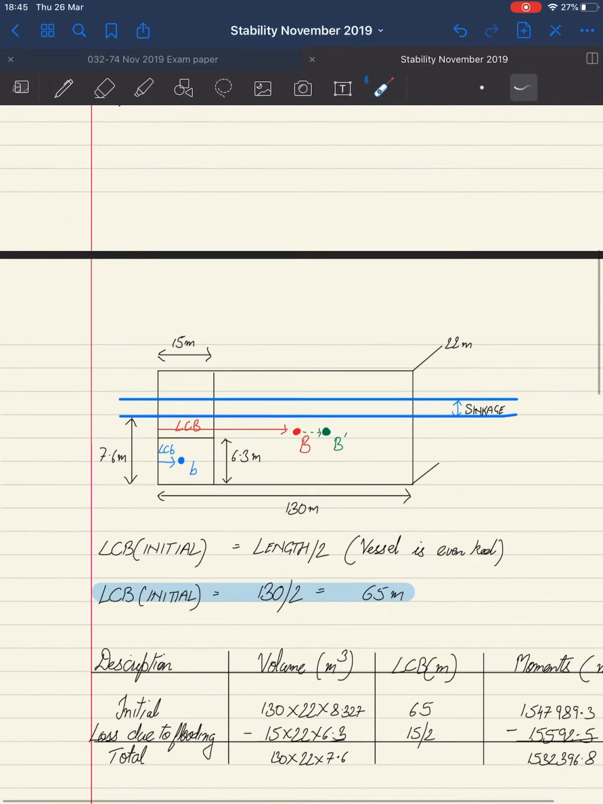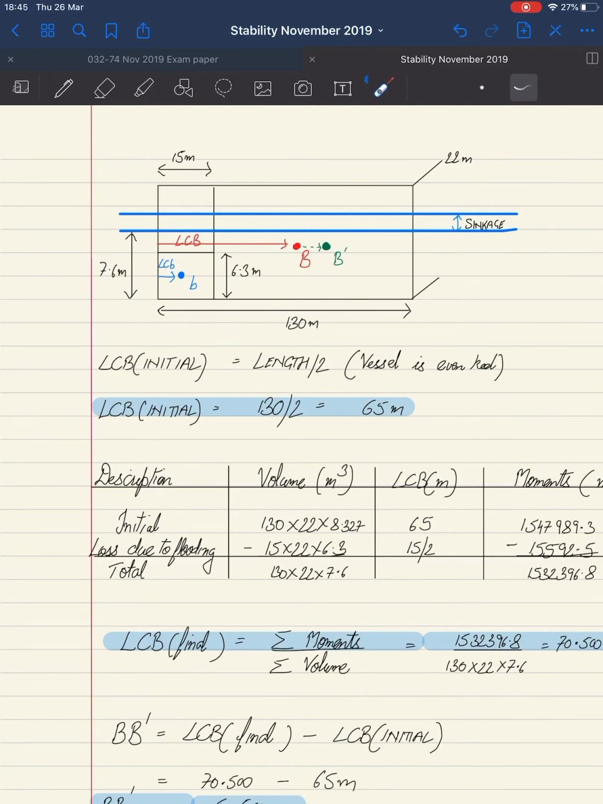The second step we need to find out is the change in BB dash with respect to longitudinal and vertical extent. First we would be finding out BB dash with respect to longitudinal extent. This was our initial center of buoyancy of the vessel, and this small b denotes the center of buoyancy of the compartment which has been bilged.